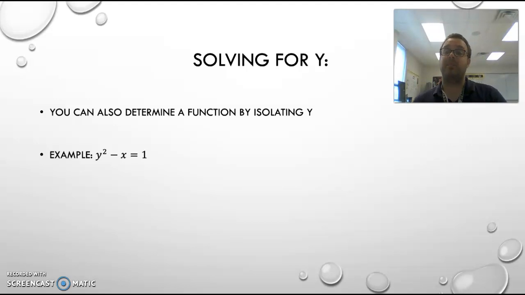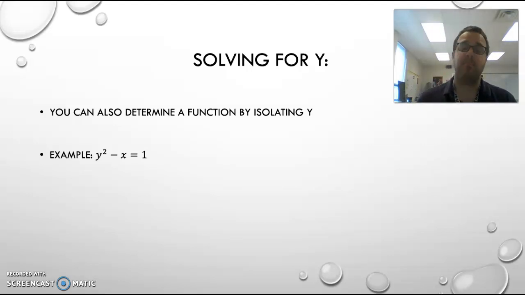Solving for y is going to be a little bit different. Basically, what you're going to do is go through and isolate for y, like you're simplifying an equation, all right? Once it's simplified, you're then going to ask yourself, if I put something in for x, would I get more than one answer out? So let's take a look at what that would look like.